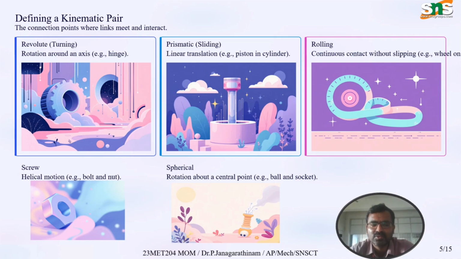And there are screw pairs, which produce helical motion, for example a nut and bolt. Spherical pairs allow relative rotations about a central point, like a ball and socket. Rolling pairs, for example the wheel and mechanisms. Prismatic or sliding means piston and cylinder, where we produce sliding motion. And turning means rotation around an axis, like a hinge. This is the summary of the kinematic pairs.